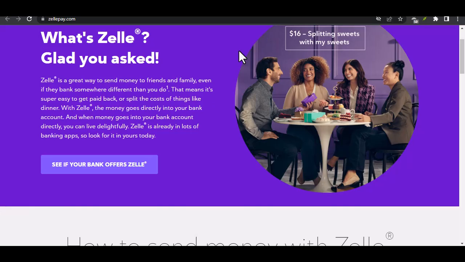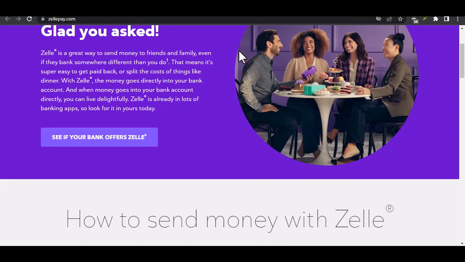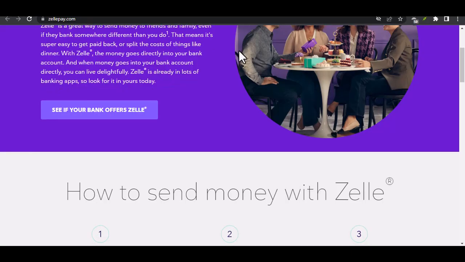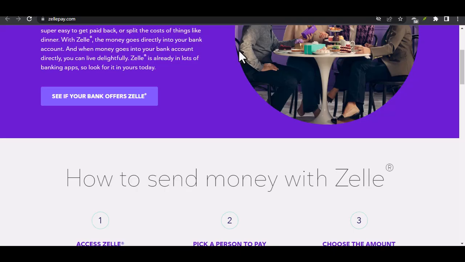What is Zelle? A brief explanation of Zelle as a peer-to-peer payment platform. Benefits of Zelle: highlight the convenience and speed of Zelle transactions. Popularity of Zelle: mention Zelle's growing popularity among consumers.